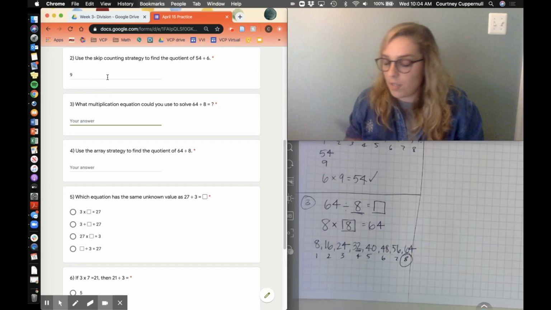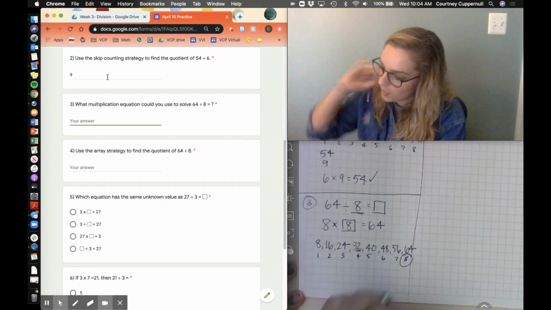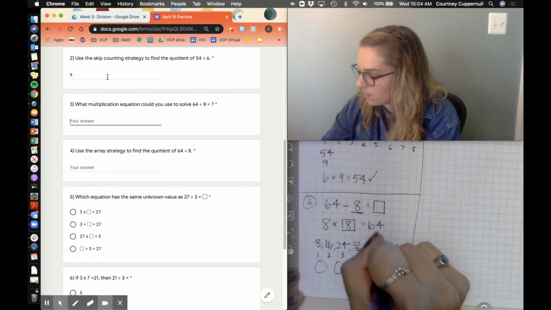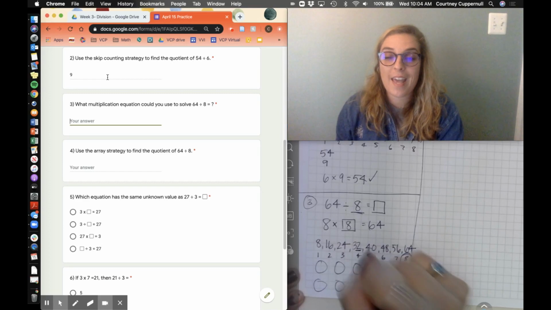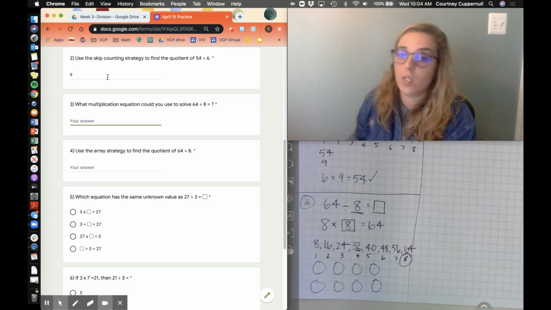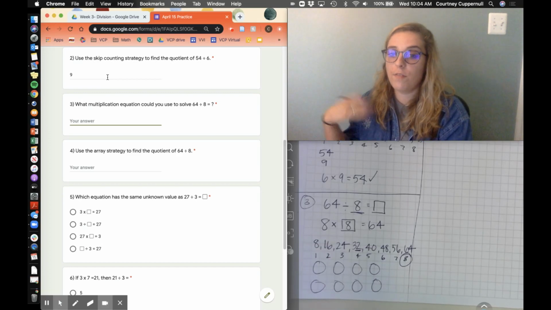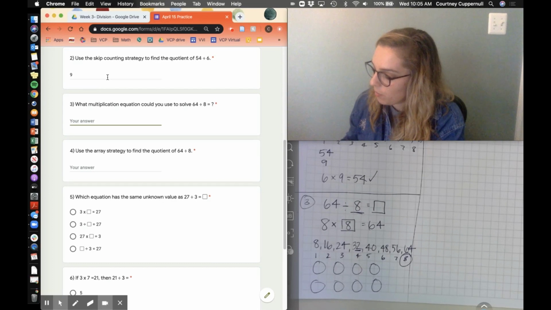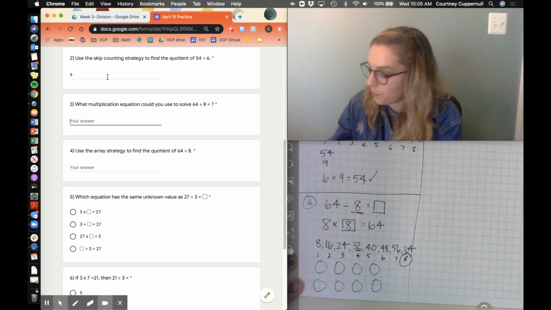By doing the modeling strategy, let's make 8 groups: 1, 2, 3, 4, 5, 6, 7, 8. Let's put 8 in each and see if we get to 64. Or we can solve it with the division strategy of breaking 64 apart, putting 1 in each at a time until we run out. I'm going to count by 2s because that's just more efficient.